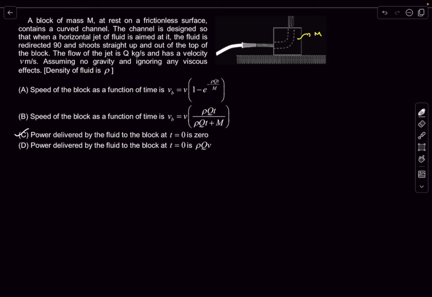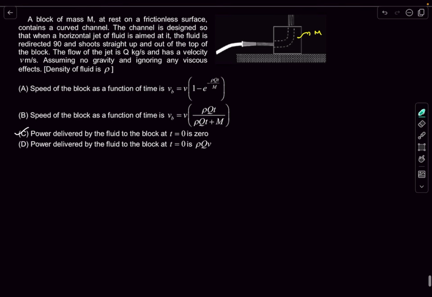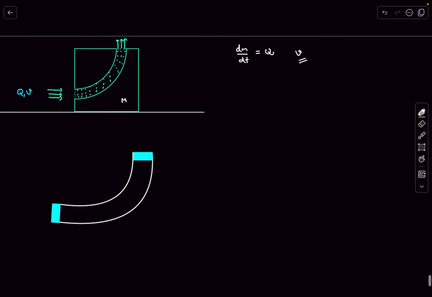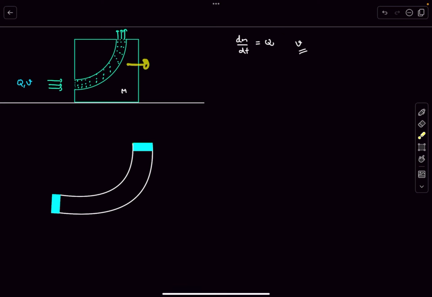So now we just have to find the speed as a function of time. Okay, so for that, let's first draw an FBD. There was a bit of information that was given to us. So firstly, the mass flow rate of the fluid was given to be Q and the velocity of the jet was given to be just V. Okay, and these two are obviously constant with respect to time. So now as we want to figure out the velocity as a function of time, we want to figure out how much force the fluid imparts on this box.